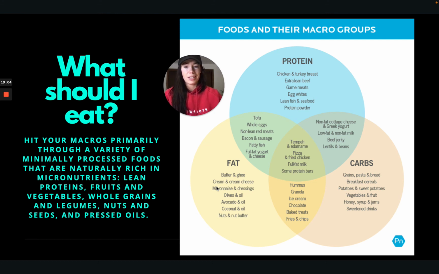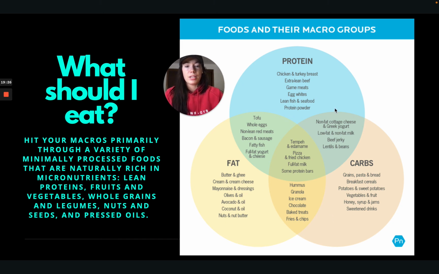So what does that mean exactly? It means foods that are mostly whole foods. The more processed something is, the more it loses its nutrients. Doesn't make it bad. It just means that you're missing out on some nutrients that you need, right? So lean proteins, fruits and vegetables, whole grains and legumes, nuts and seeds, and pressed oils, those are going to be most of your whole foods.